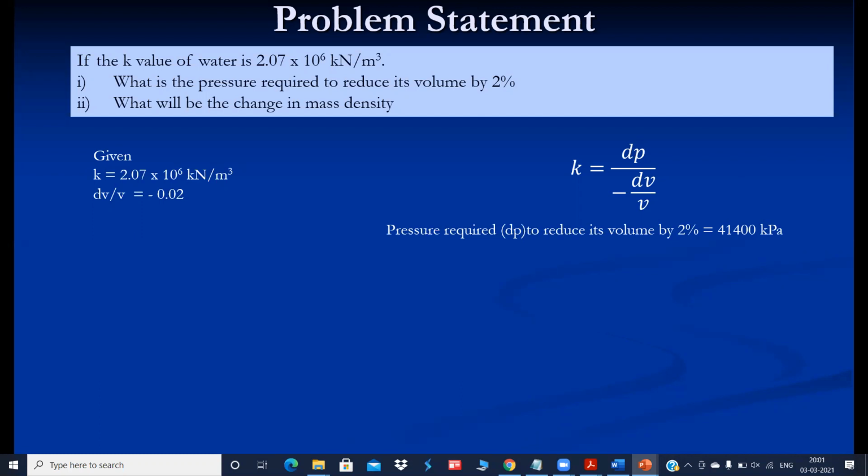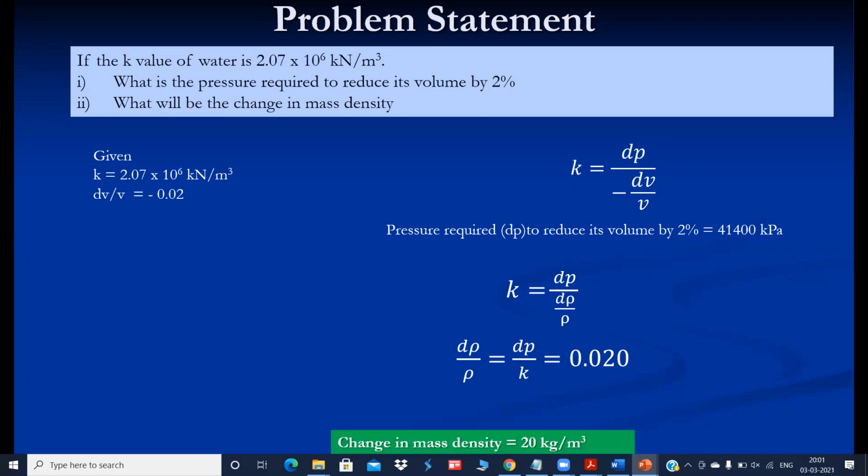Now, in order to calculate the change in mass density, we have to use the expression in terms of mass density. So here K and dP values are known to us. So we can calculate d rho by rho, that is 0.020. This is a percentage change. Change in mass density is that multiplied by rho. Rho of water, even if it is not given, we can assume it as 1000. So multiplying by 1000 is 20 kg per meter cube.